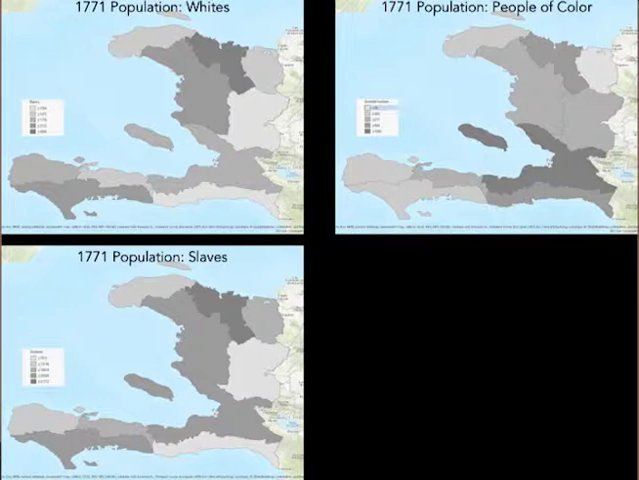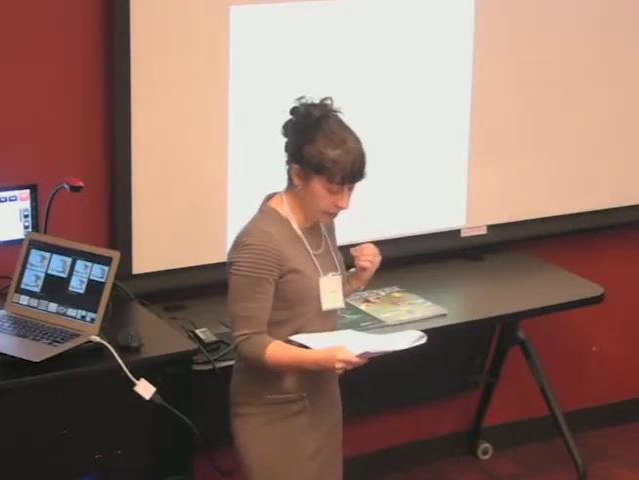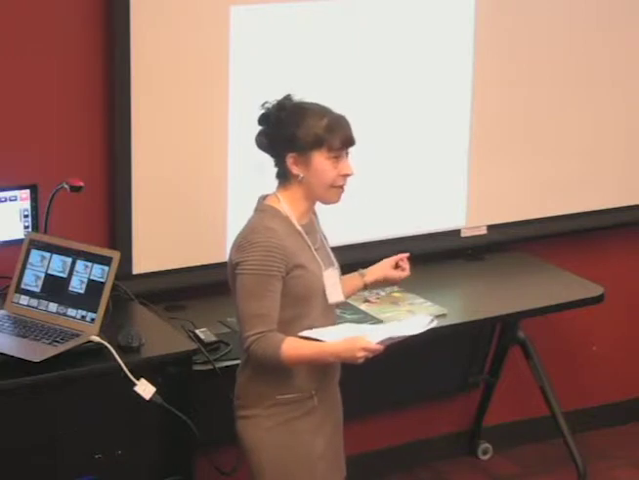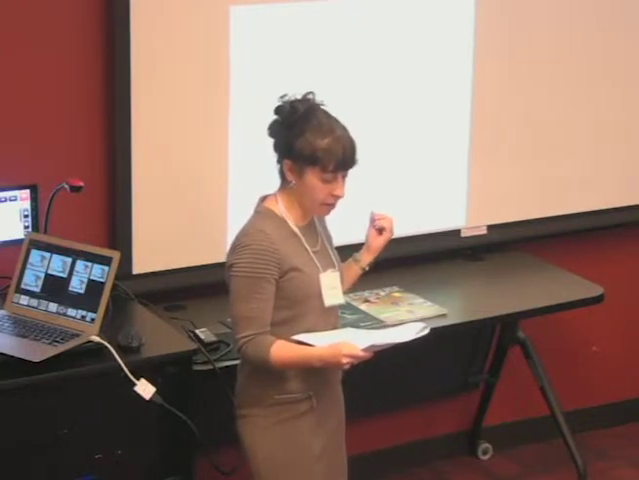And that makes sense, because the most whites we would probably associate with the areas of the highest concentration of wealth on the island, and that is also where we see the most slaves, because the most profitable plantations, which were mainly sugar estates and entirely white-owned, in Saint-Domingue at least, had the greatest number of slaves.